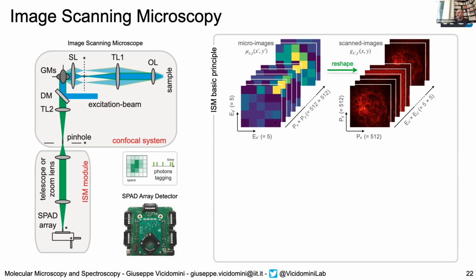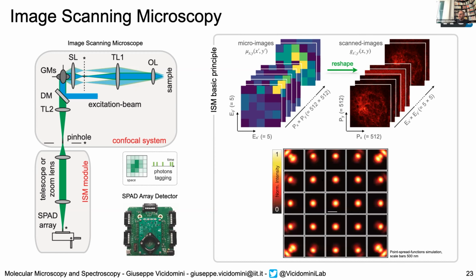So 5 by 5 images for the number of pixels that you decide to scan. In such a case, for example, 512 by 512. Now that we have this data set, what we can simply do is reshape this data set and represent it in terms of conventional images. So basically we have, in this case, 25 images of 512 by 512 pixels. Each element of the SPAD array is able to generate one independent image of the sample. All these images are collected at the same time.